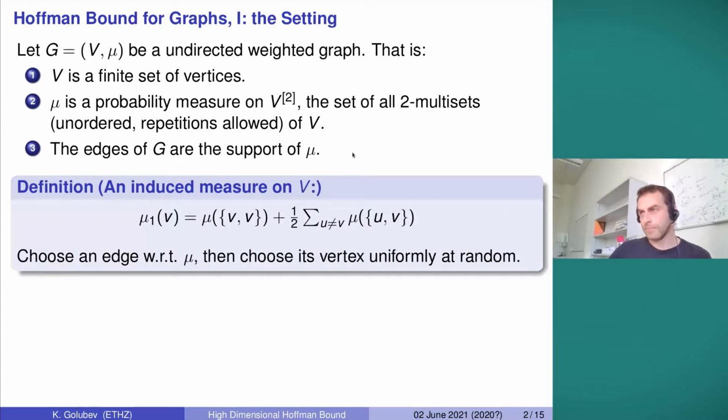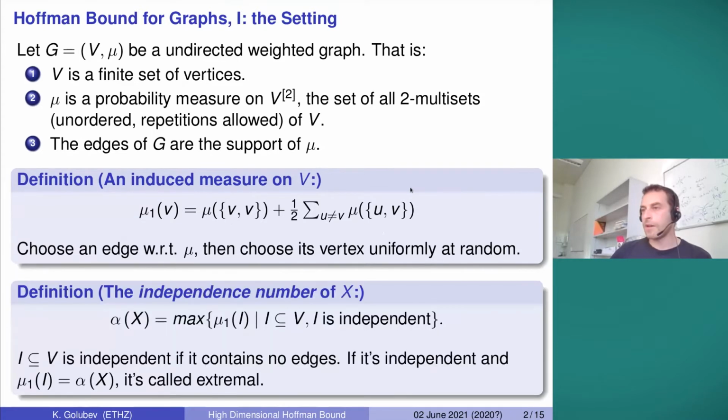This measure on edges induces a measure on vertices, like so. It basically says that we choose an edge with respect to the measure mu, and then we choose one of its vertices uniformly at random, meaning each one with probability half. It may happen that we have a loop from V to V, then we choose V. So this is what is written here, and we'll be interested in the independence number of X.